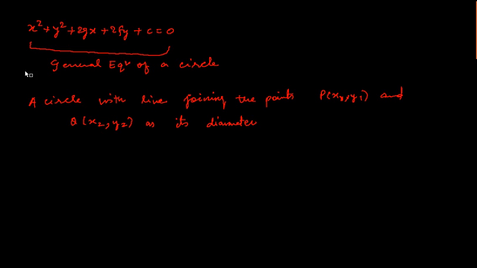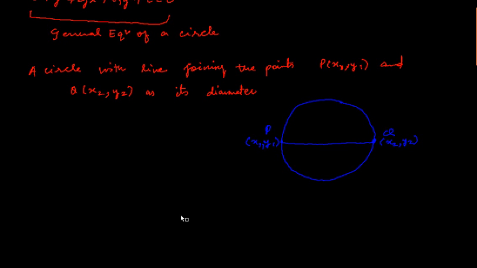So what we are trying to find out is, see, this is your circle and you are given the endpoints of a diameter of the circle. This is point x1 y1 and this is point x2 y2. This endpoint is P, this endpoint is Q, and you need to find out the equation of this circle. So let us try to find out the equation of the circle.